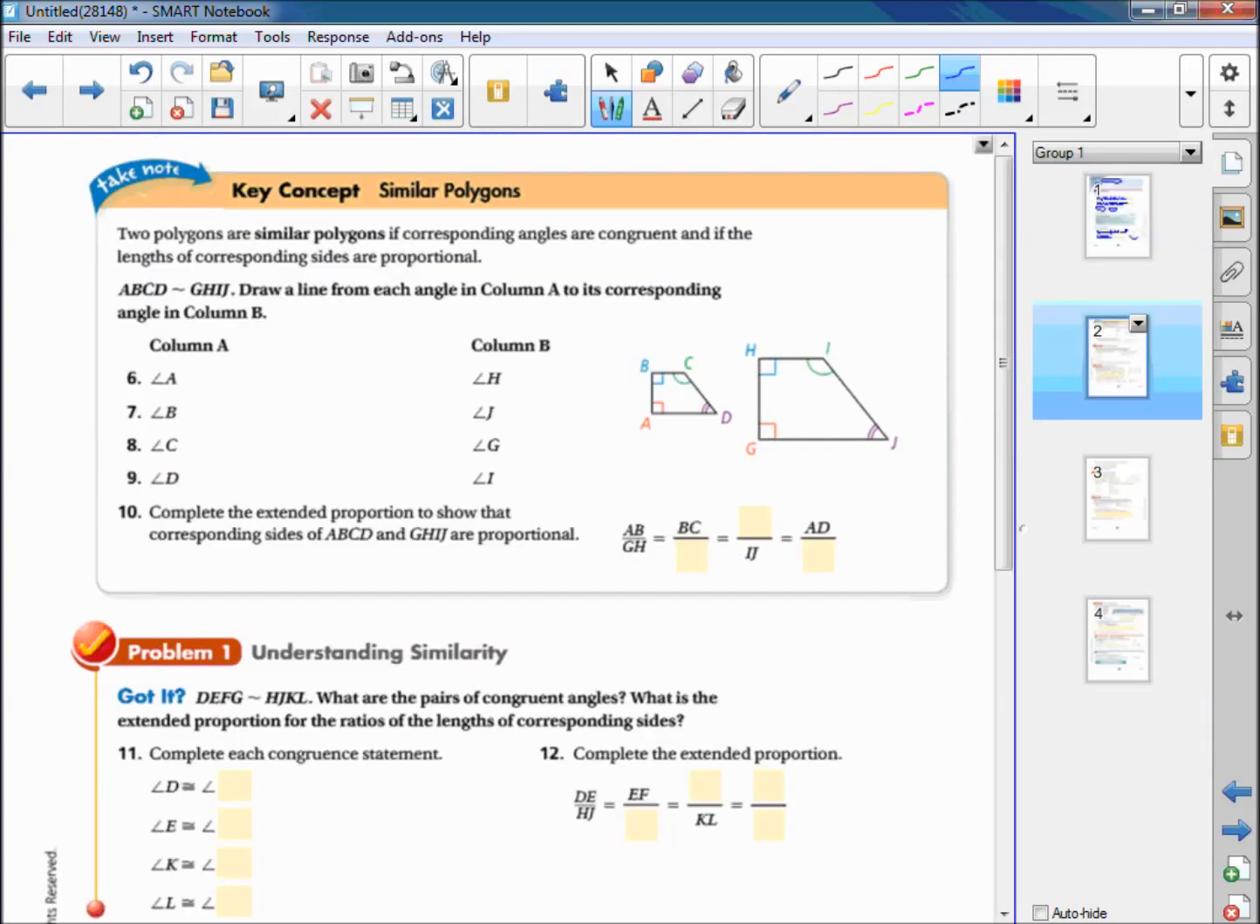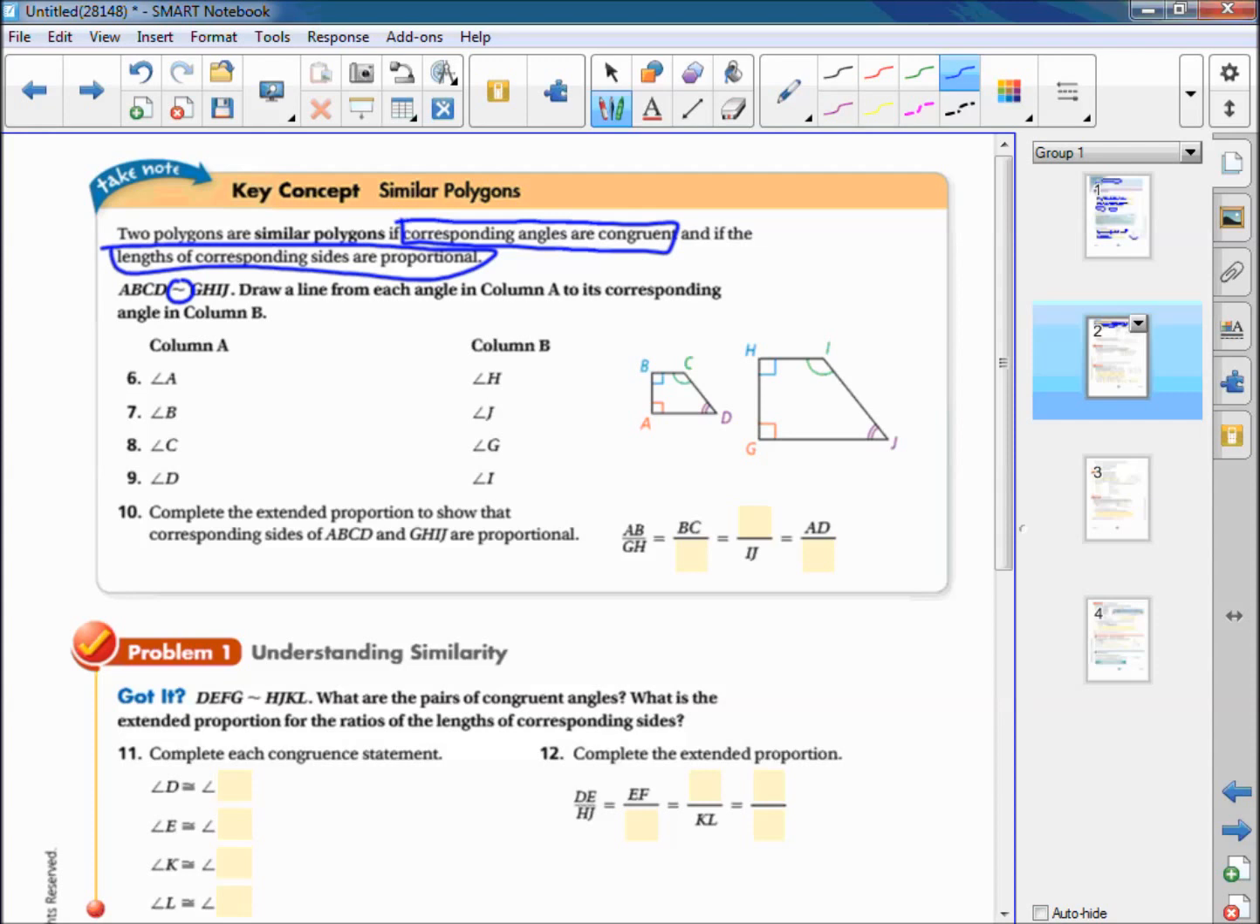Okay. All right, so similar polygons. Two polygons are similar polygons if corresponding angles are congruent. That's what we were just talking about. So in the squares, all the angles were 90. And if the lengths of the corresponding sides are proportional. We'll talk a lot more about this one down below here. So ABCD and GHIJ are similar. This little squiggle without the equals, which we saw already with the word similar, is how we write it.